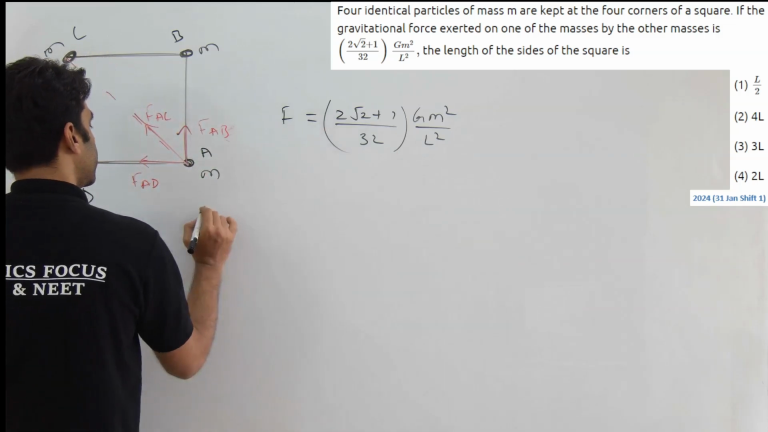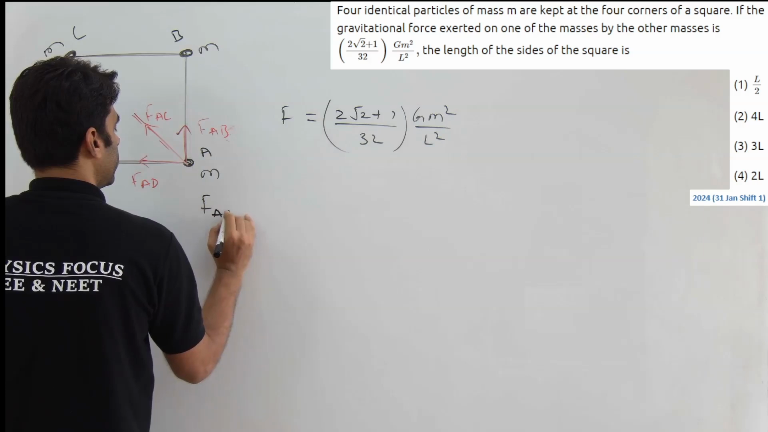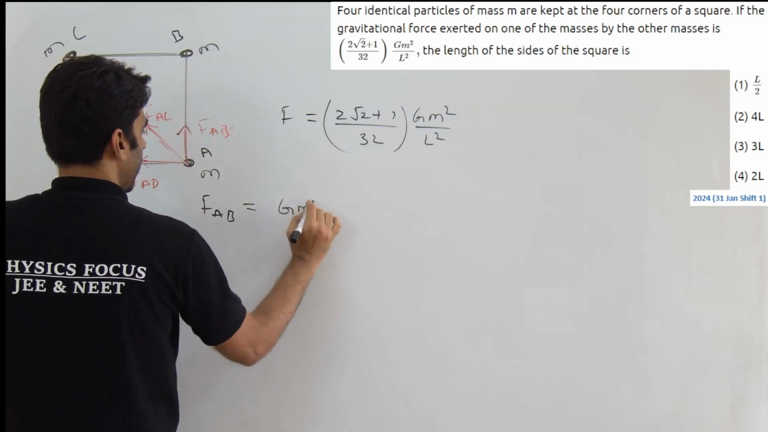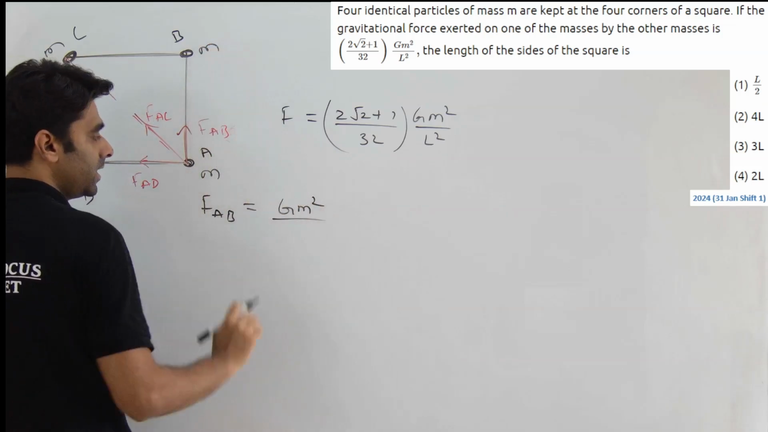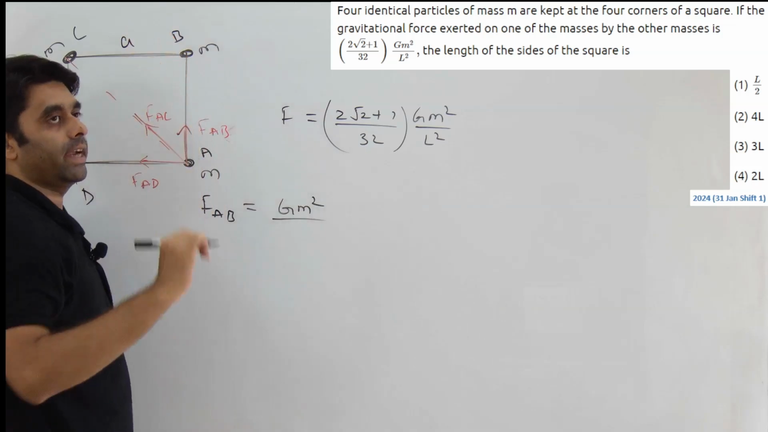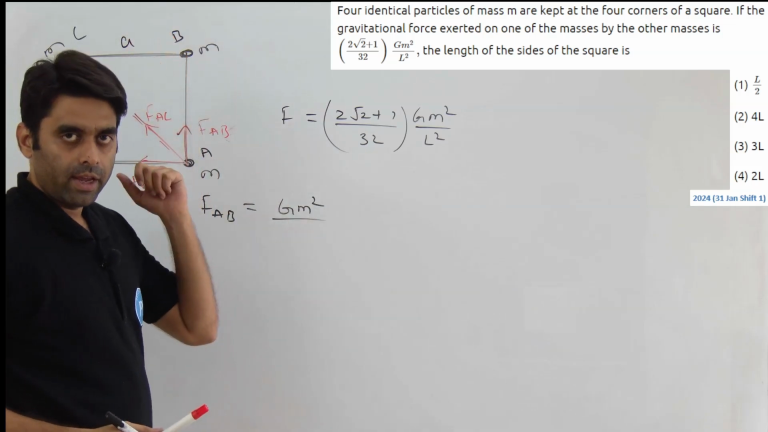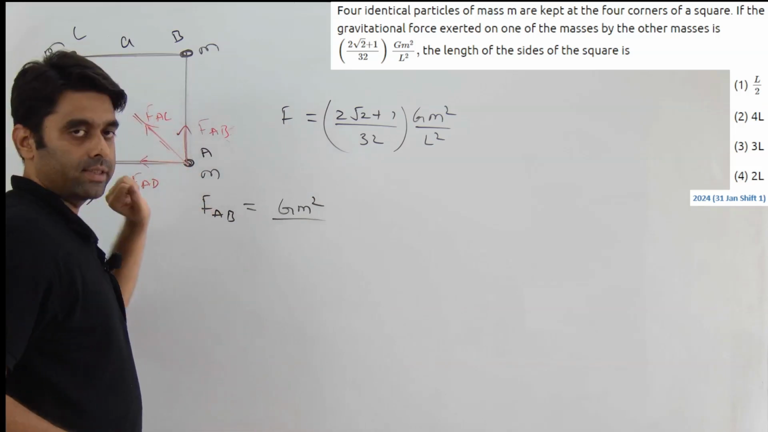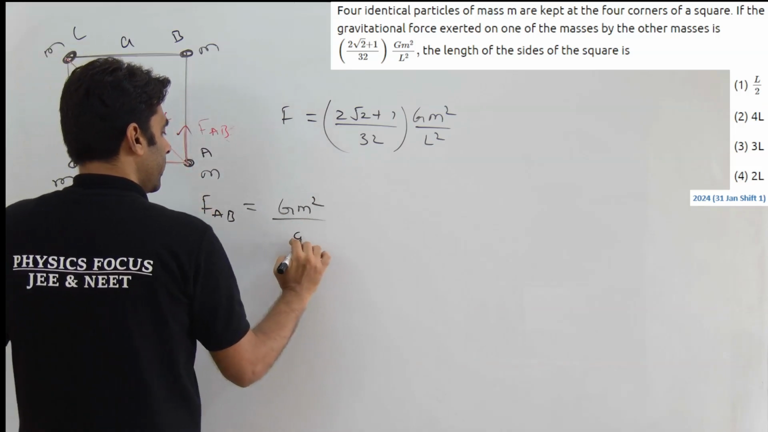One by one, let's write the relation also. Magnitude of the force: force on A due to B will be G m square by separation square. Now for this square, let's assume the side is A. We have to calculate the side of the square. So it is G m square by A square.